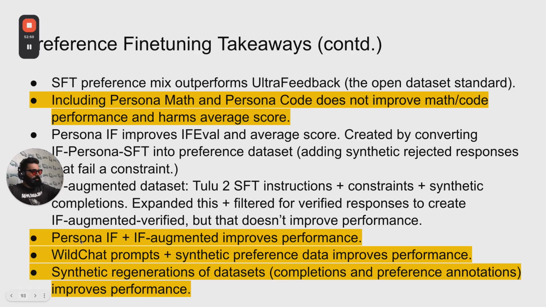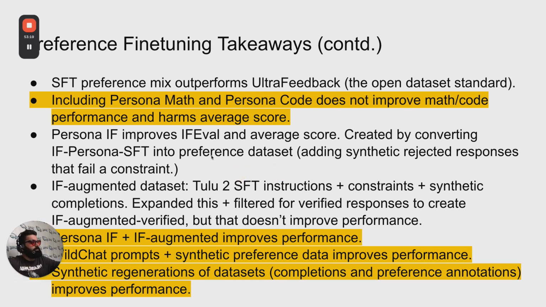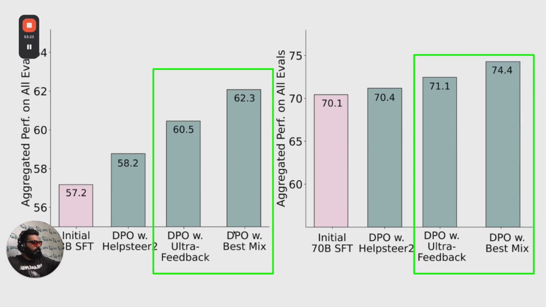So ultimately, they use Persona IF and IF augmented. They also use WildChat prompts and synthetic, and they find that improves performance. And then interestingly, synthetic regenerations of datasets. So using the same prompts, they regenerate synthetically the completions and preference annotations. That actually improves performance. And we're going to take a look at each of the charts that support this with evidence. So here's their evidence for their best mix on DPO, beating out UltraFeedback on DPO, both for 70 billion models and 8 billion.